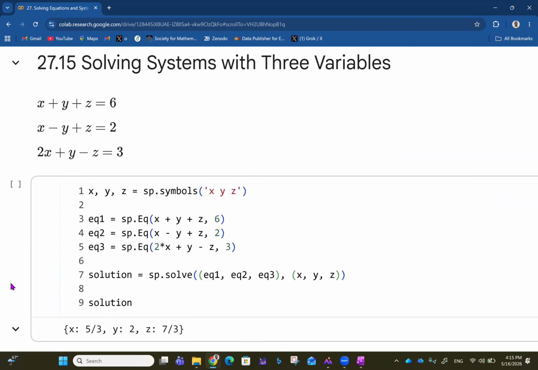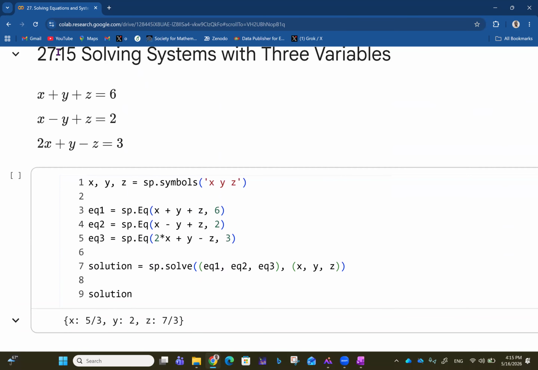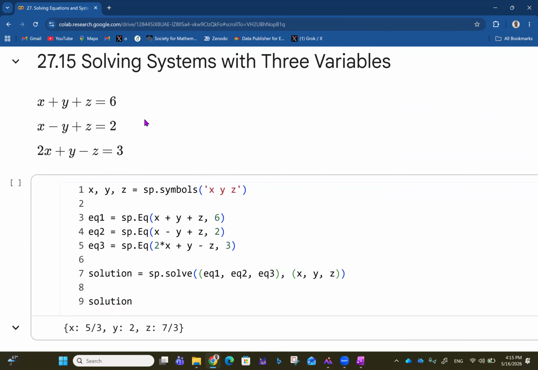Then solving systems with three variables. For you to solve this kind of thing, you can use elimination. You can also use matrices, right? You set them up as a matrix, and then you can use Cramer's rule or the inverse method and all of that. But that may be more tedious than just using SymPy here.